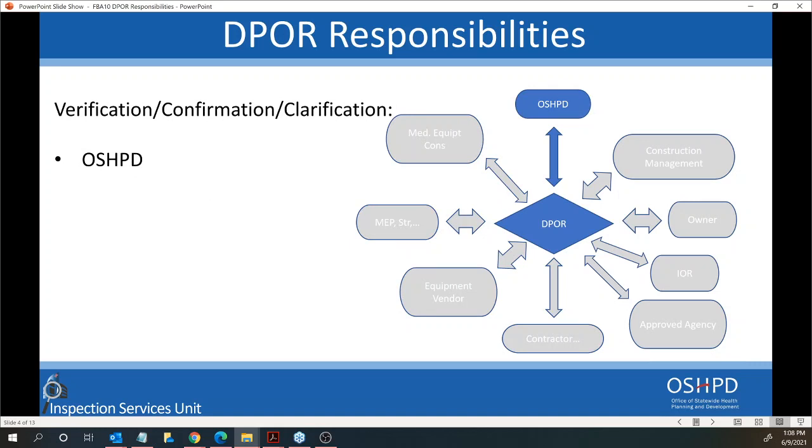Now, what about OSHPD? DPOR should not feel shy in front of OSHPD. If DPOR has doubt on the design, a code requirement doubt, after studying the specific situation, call OSHPD for confirmation, for clarification. Have a conversation with OSHPD. When a project gets OSHPD comments and the back check is in process, don't avoid the comments. You need to go one by one. And again, if you are not sure about the comment, contact OSHPD for clarification.